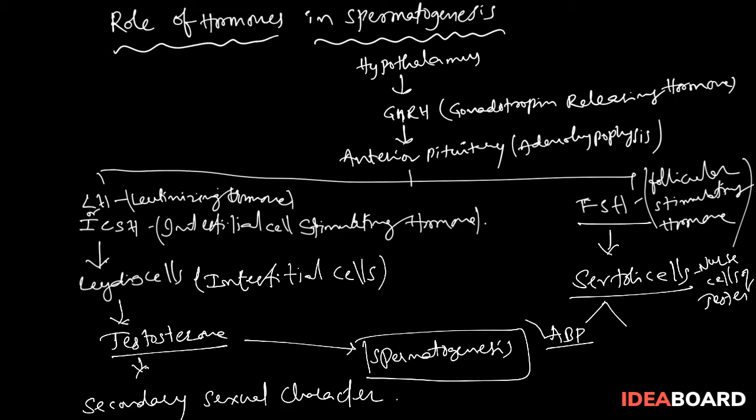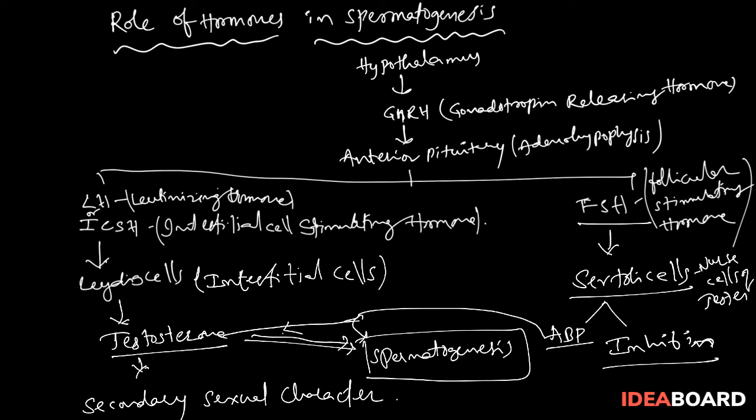This ABP is useful to increase the concentration of testosterone in the seminiferous tubule for the spermatogenesis process. That is, it is binding to the testosterone. So hence it is called the androgen binding peptide hormone. The next hormone from the Sertoli cell is called inhibin. This inhibin shows a negative feedback mechanism. It means it influences the hypothalamus.